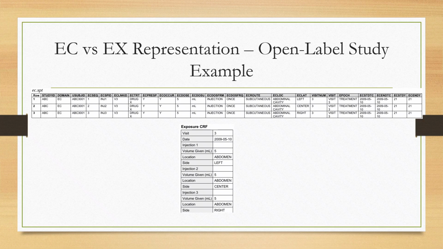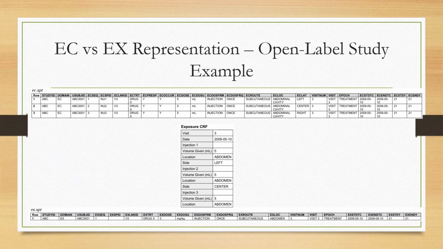Another thing to note here is that using the EC SPID ID, you can also give a unique ID for each record, which in this case was an injection. So we have clubbed INJ 1, 2, and 3 to create a unique ID. So in this form, we have created the EC domain. But now how will this information be populated in the EX domain?